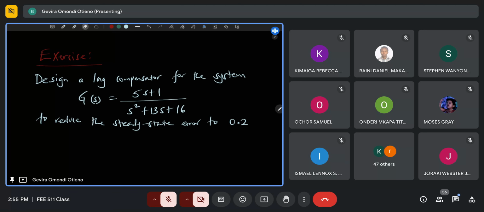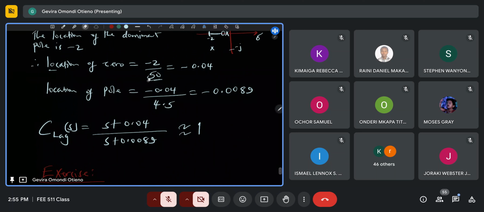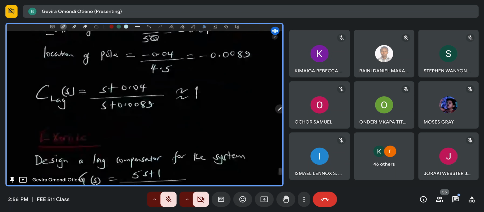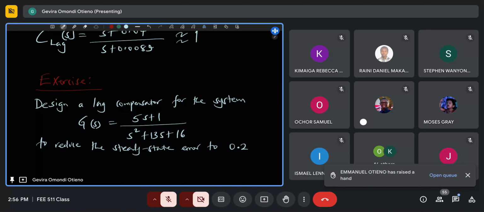Again, you're not restricted to picking this value as 50. As long as it's a value between 50 and 100, I don't have a problem. Ultimately, the solution of your design should be such that the lag compensator has a transfer function that is approximately equal to 1. So is there any question, ladies and gentlemen? Because this is where I end my discussion with you on the compensation.